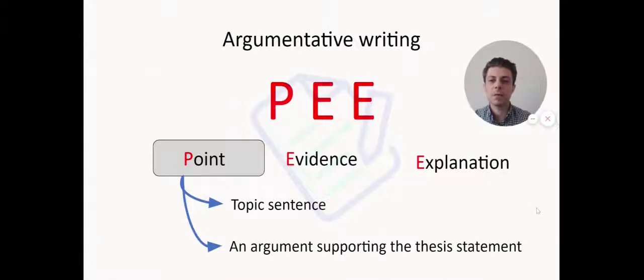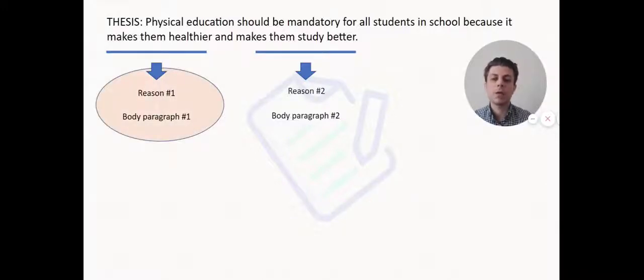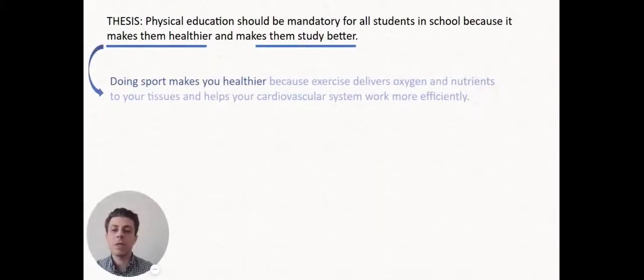Let's have some more details. In our thesis, physical education should be mandatory for all students in school because it makes them healthier and makes them study better. So because we have two reasons, we're going to have two body paragraphs. And now we're going to write body paragraph 1, which is about reason 1 and the justification in the thesis statement. Doing sport makes you healthier because exercise delivers oxygen and nutrients to your tissues and helps your cardiovascular system work more efficiently.